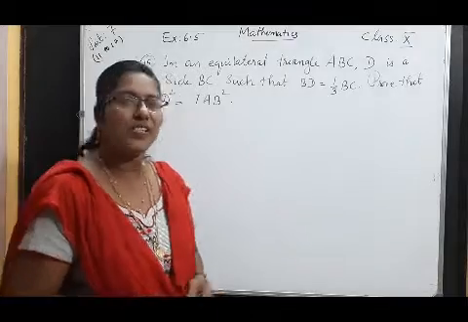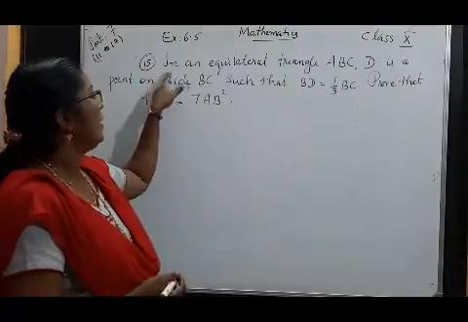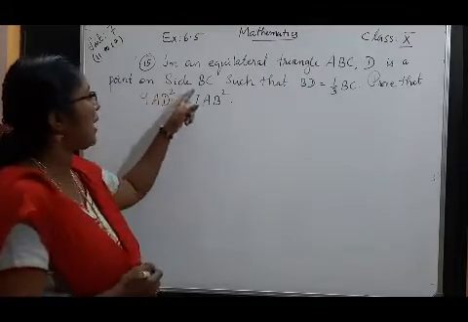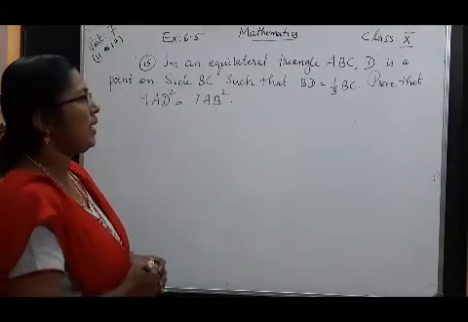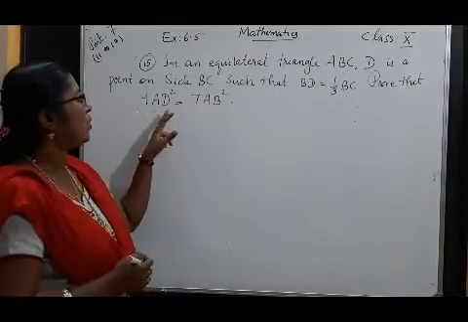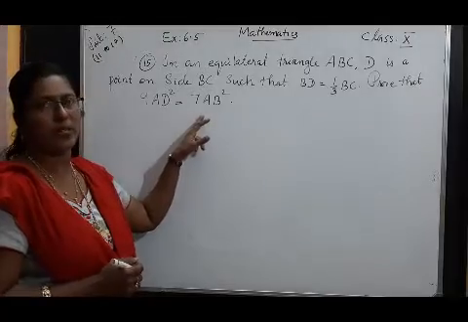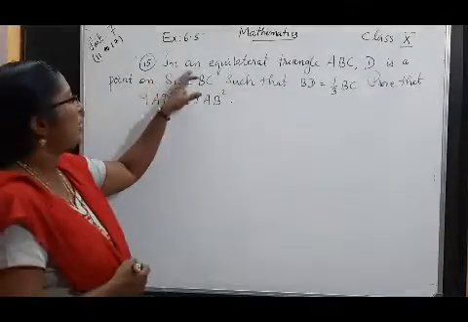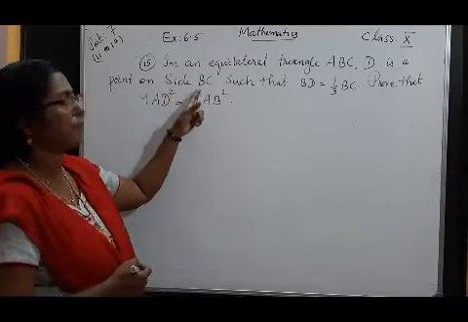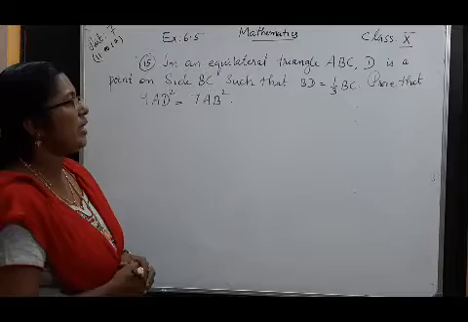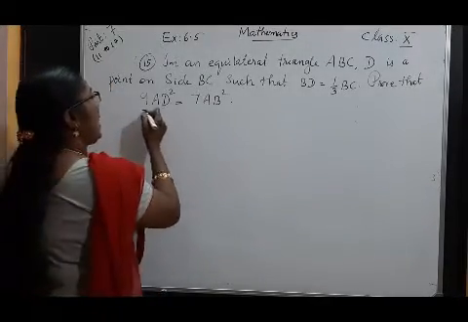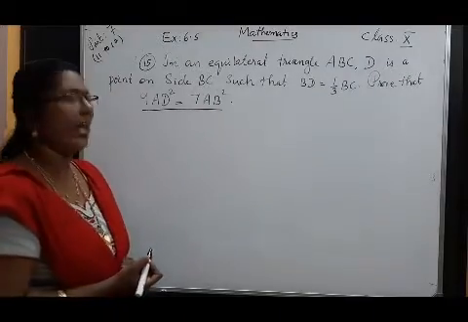Okay. The next question, question number 15. In an equilateral triangle ABC, D is a point on side BC such that BD equal 1 by 3 of BC. Prove that 9AD square equal 7AB square. I repeat, in an equilateral triangle ABC, D is a point on side BC such that BD equal 1 by 3 BC. Prove that 9AD square equal 7AB square.